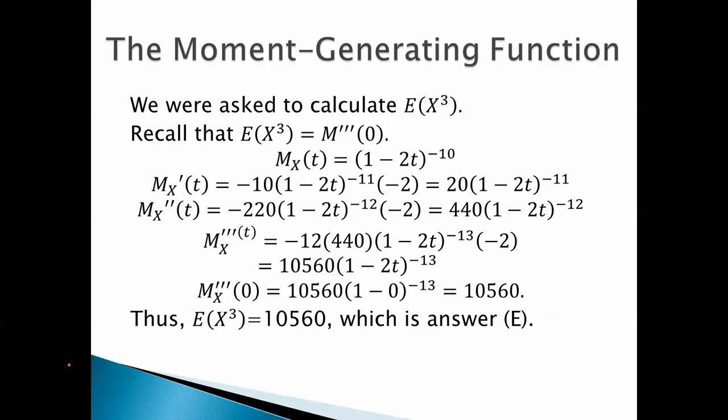We were asked to calculate the expected value of x cubed. Recall that the expected value of x cubed is the third moment, m triple prime of 0. m sub x of t is (1 minus 2t) to the negative 10. We need to find the third derivative.